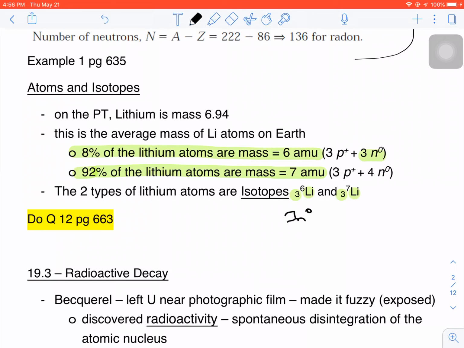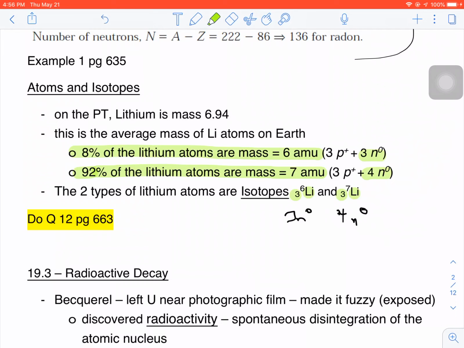And this one here on the right has an atomic mass of 7 and only 3 protons, so it's got to have 4 neutrons. So it turns out that what's different about those 2 types of atoms is the number of neutrons. Some of the atoms are heavier than other atoms in that chunk.